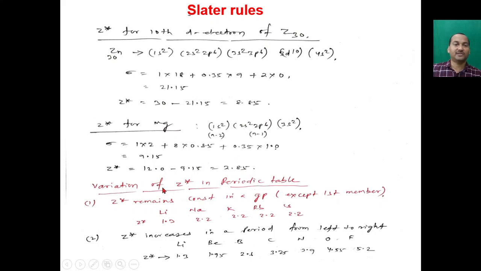The next is the variation of Z star in the periodic table. Z star remains constant in a group except for the first member: lithium, sodium, potassium, rubidium, cesium. You can see the Z star remains constant except for the first member. Similarly, Z star increases in a period from left to right. So from lithium to fluorine, you can get 1.3 to 5.2.